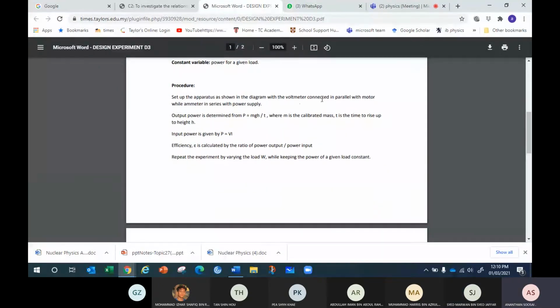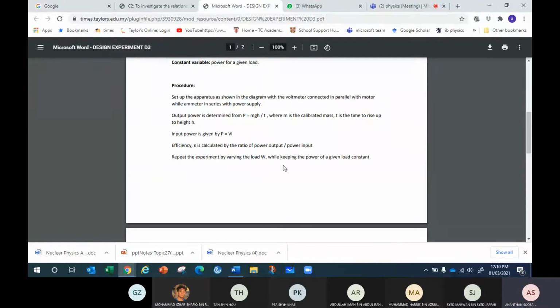Set up the apparatus as shown in the diagram, voltmeter in parallel and ammeter in series with the power supply. It's already shown in the diagram, so you need not write it here, but it is better to write it. The output power is measured using mgh over t. One mark for this could be extra detail because you are explaining how to calculate it, where m is the calibrated mass, t is the time, and h is the rise-up height. Input power is given by P equals IV. Efficiency is output over input.